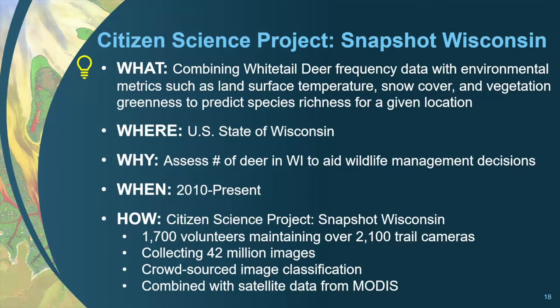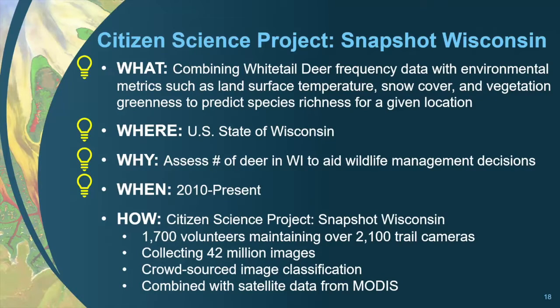So here we plan to combine white-tailed deer frequency and behavior data with environmental metrics such as land surface temperature, snow cover, and vegetation greenness to develop a model that predicts the likelihood of deer exhibiting certain behaviors on any given day. This use case takes place across the U.S. state of Wisconsin. The reason why the Wisconsin DNR set up Snapshot Wisconsin was to assess the number of deer and their behavior throughout the state in order to aid in wildlife management decisions.